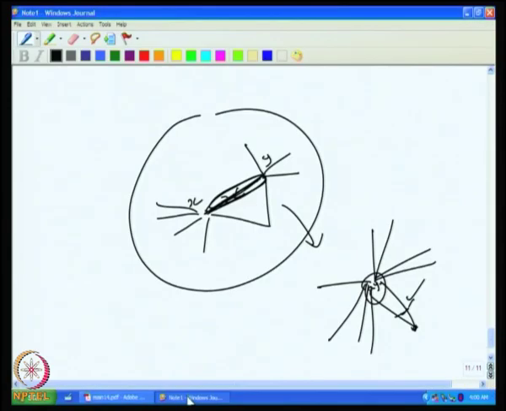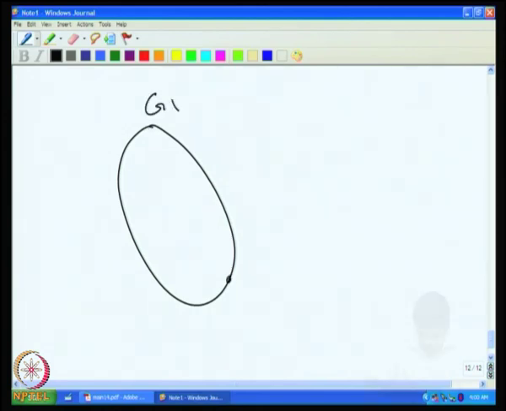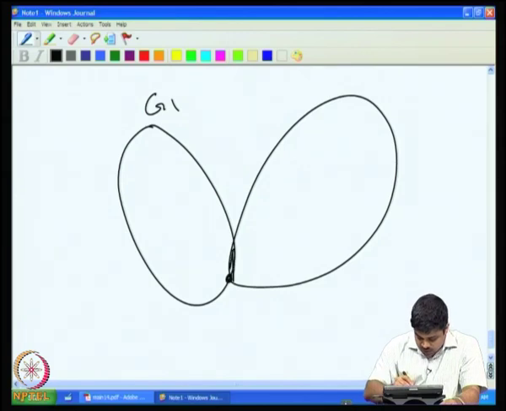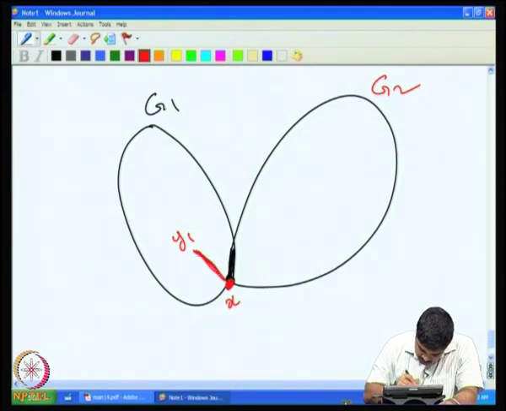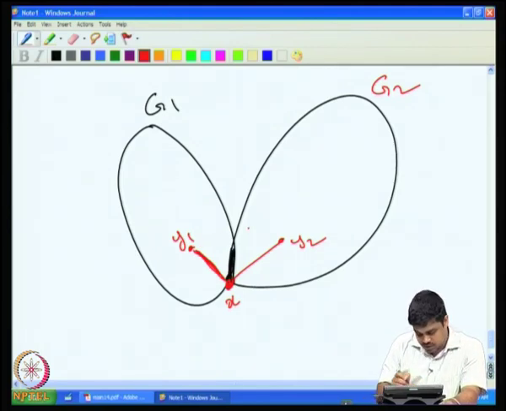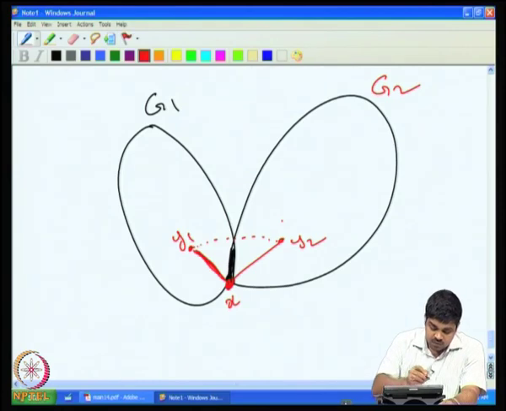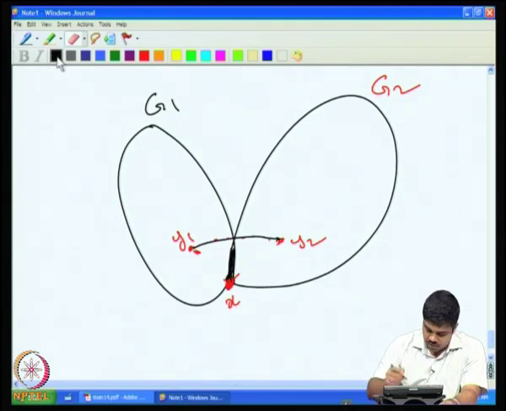So it looks like this. Suppose you get a graph G1, a k-constructible graph, and there is this vertex x, and this is another graph, G2. This is the only vertex which is common. This is also a k-constructible graph. Now we have a y1 here, this edge is present here, and then there is a y2 here, this edge is present in G2. Of course, the edge y1y2 is not present, because y1 and y2 are not part of the same graph. So then what we say is we put this edge and remove these edges. So this graph is also k-constructible.